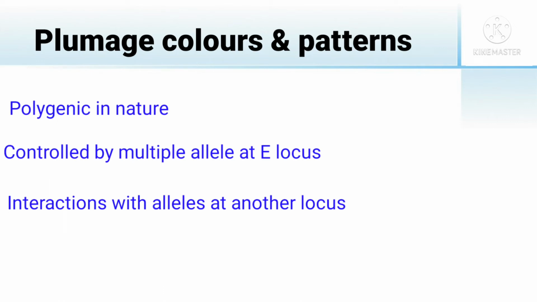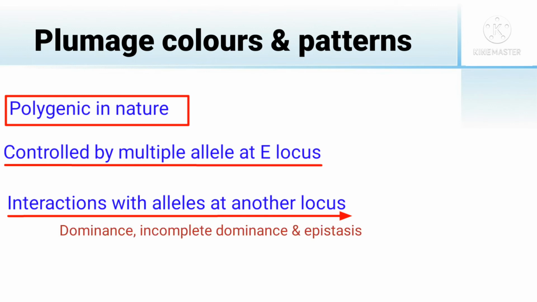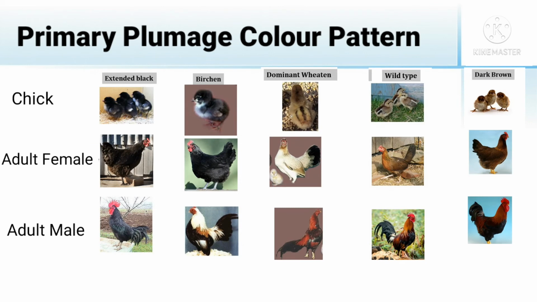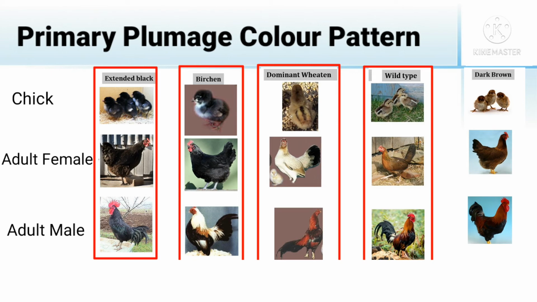Therefore, plumage colors and patterns are polygenic in nature and controlled by multiple alleles at the E locus and interactions with alleles at another loci. Gene interactions like dominance, incomplete dominance, and epistasis produce different color patterns in chicken feather. The primary plumage color patterns are extended black, birchen, dominant wheaten, black bistre red, that is called wild type, then partridge and brown color.